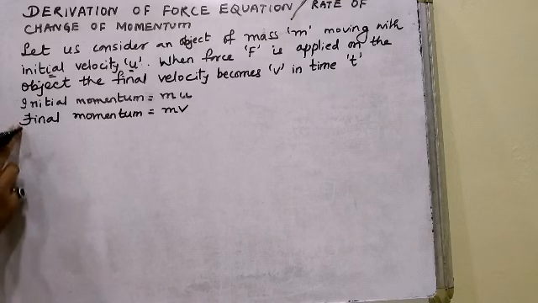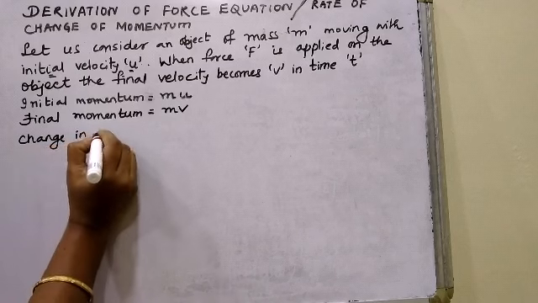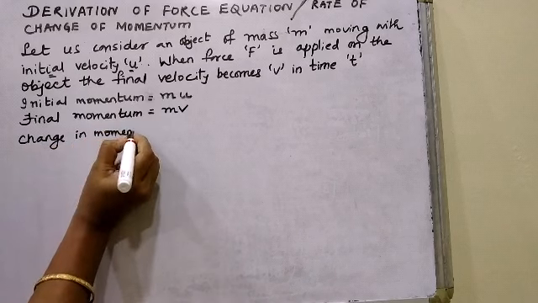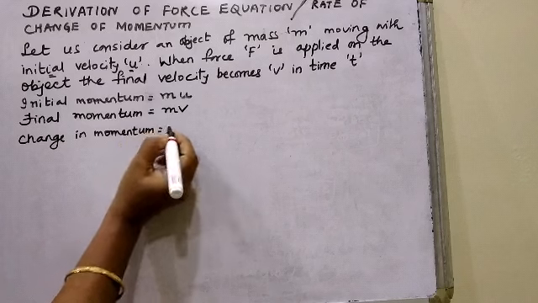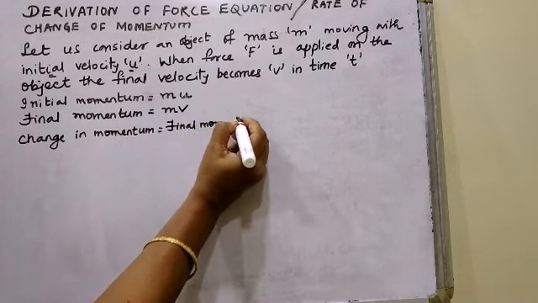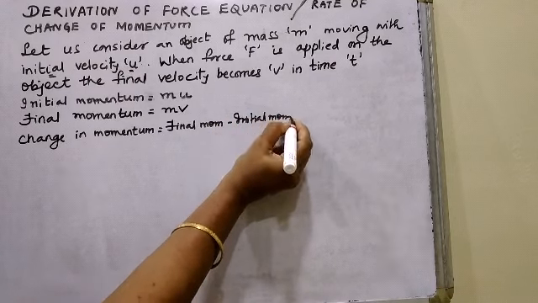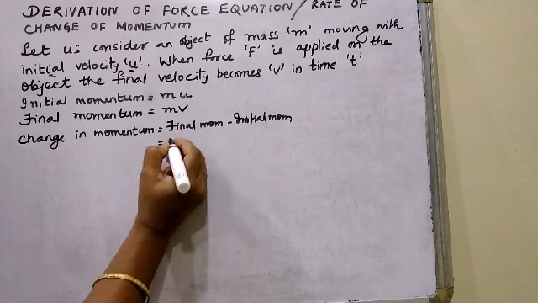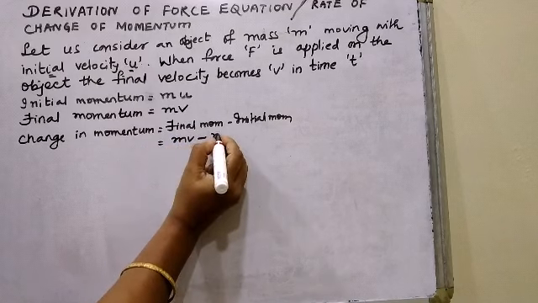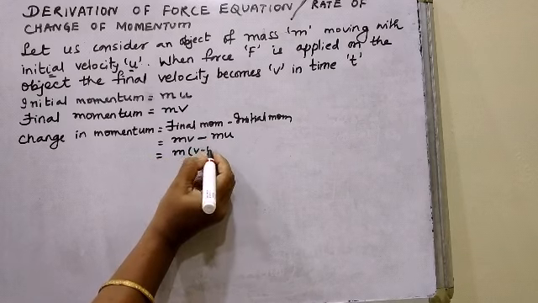Now if I subtract the initial momentum from the final momentum, I will get the change in momentum. So change in momentum is equal to final momentum minus the initial momentum, that is final momentum mv minus initial momentum mu. So I can take m common, so we get m into v minus u.